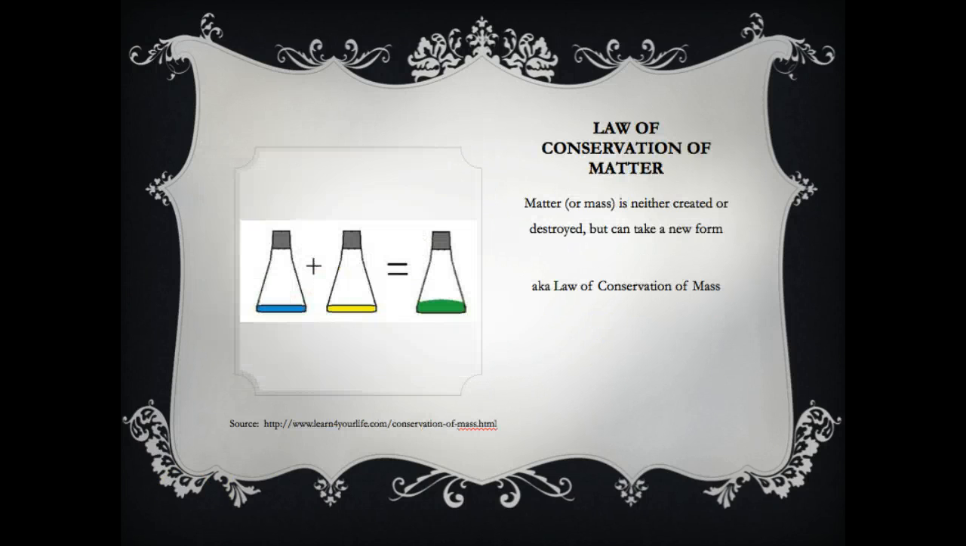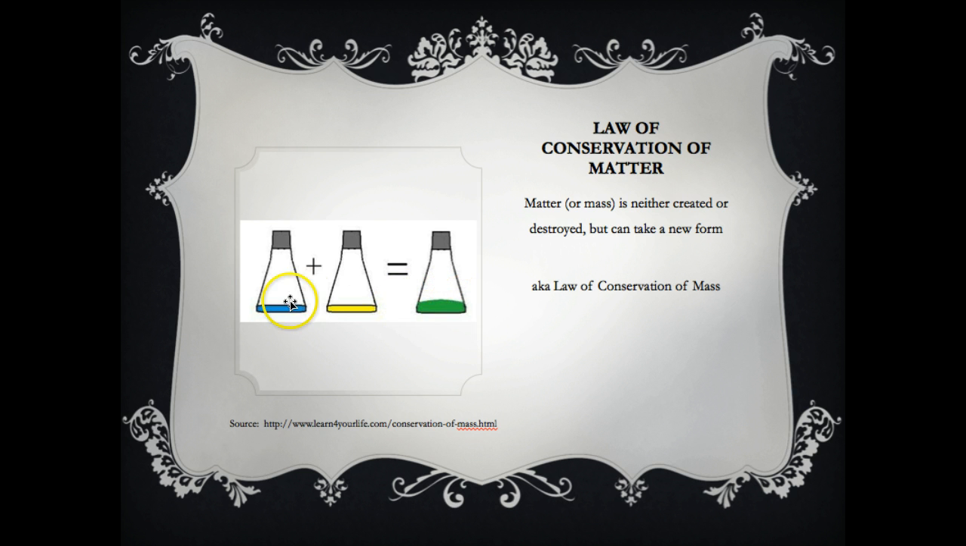Then you have the law of conservation of matter, or mass, which I stated earlier, and it basically states that mass or matter is neither created nor destroyed, but can take on a new form. It can be changed. This is a particular example where we have a substance in one container and we add it to the substance in another container, and we have a chemical reaction that results in a new substance, but nothing was lost, nothing was gained.